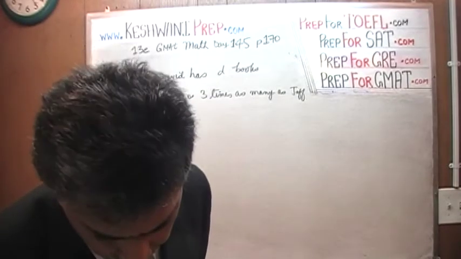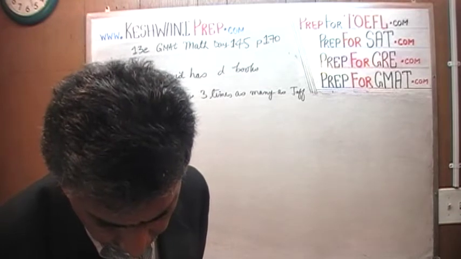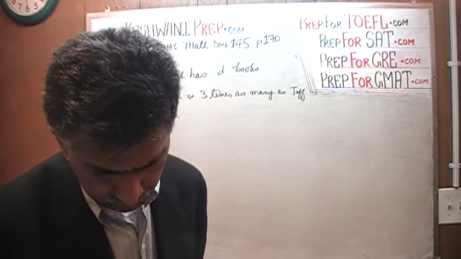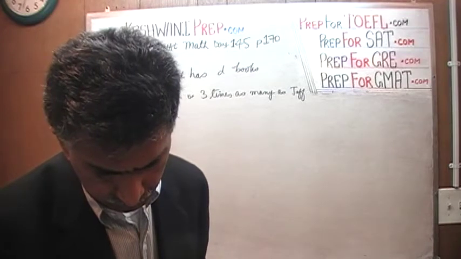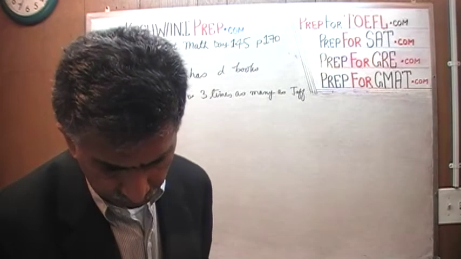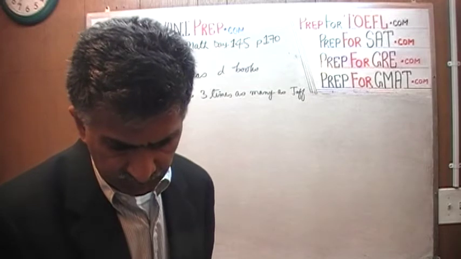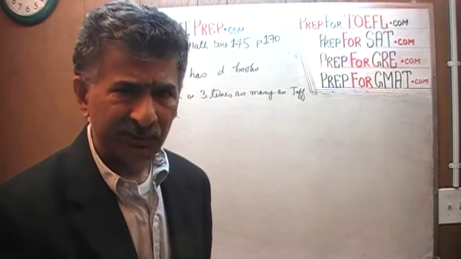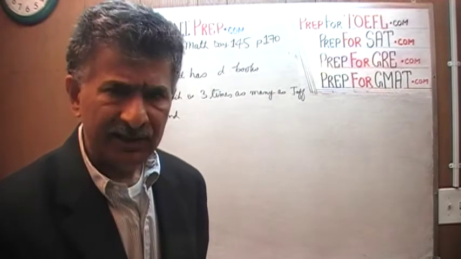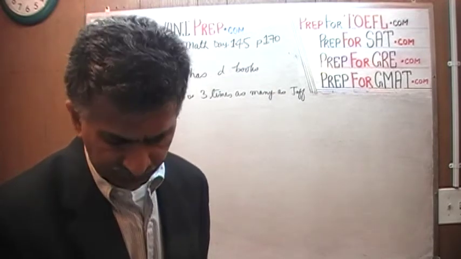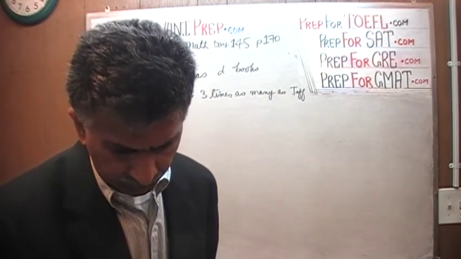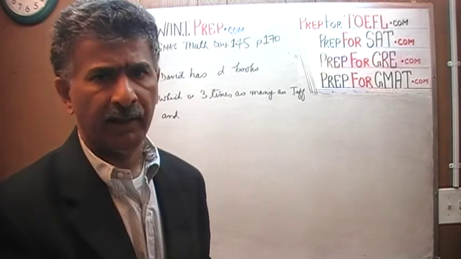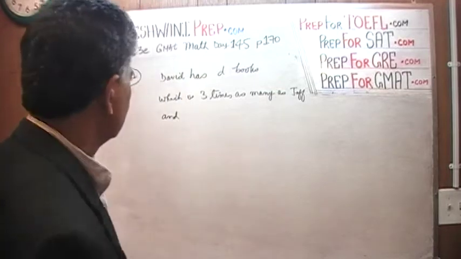What the hell is the problem? Which is 3 times as many as Jeff. David has D books, which is 3 times as many as Jeff. The books are not 3 times as many as Jeff. They're 3 times as many as Jeff's with the apostrophe S. It's missing there. And half as many as Paula's, or half as many as Paula has. What the hell?